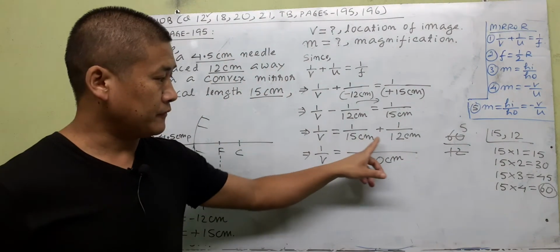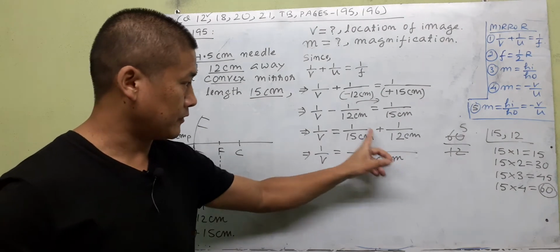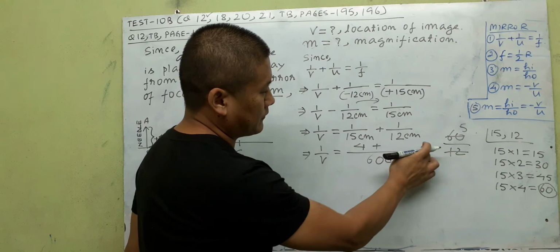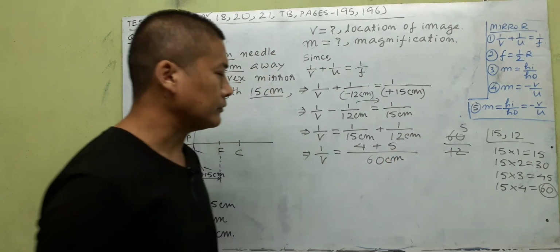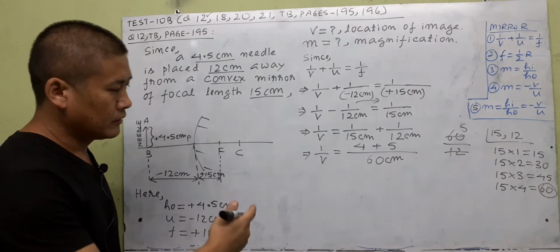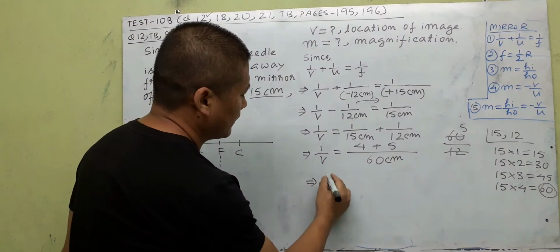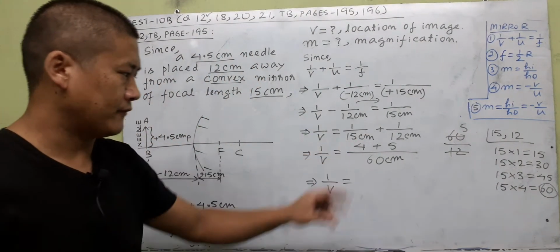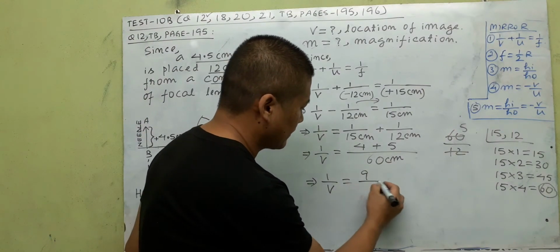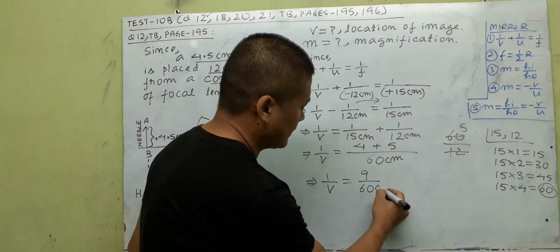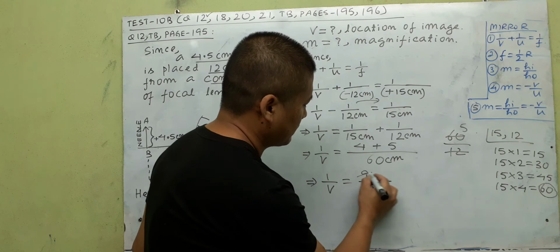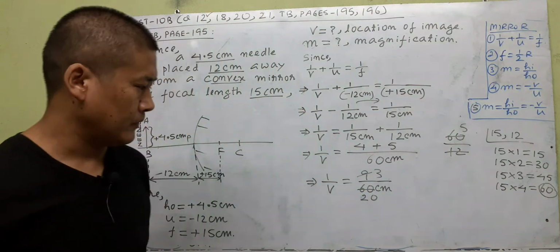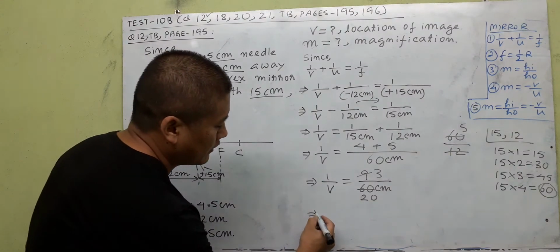So 15 fours are 60, just now we saw there. 4 ones are 4. Plus 12 fives are 60, so 5 ones are 5. Let's go about it slowly and thinking a lot. That way we understand it well, right? 4 plus 5 is 9, so let us write that. Divided by 60 centimeter. Now 3 is going, so let us try. 3 threes are 9, 3 twenties are 60. Right, so let us cross multiply.